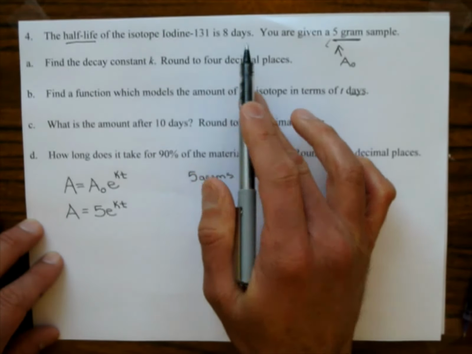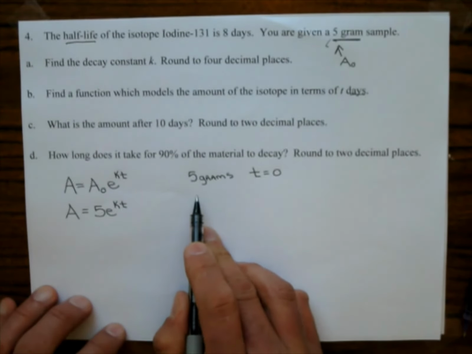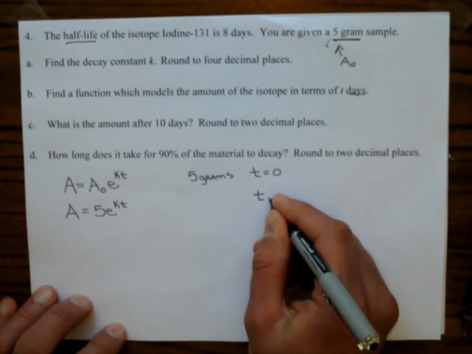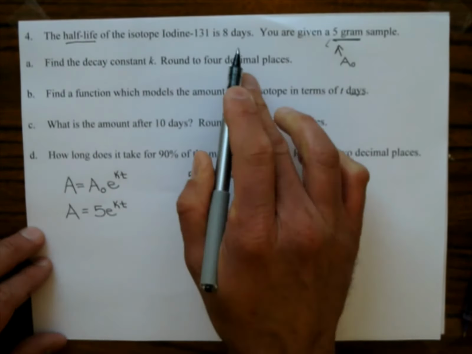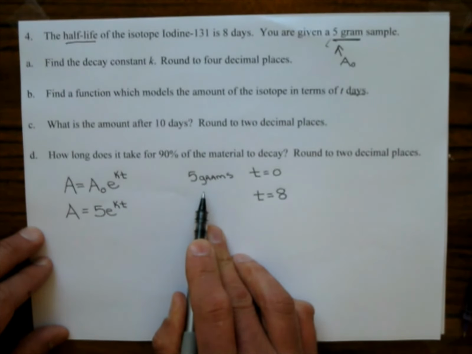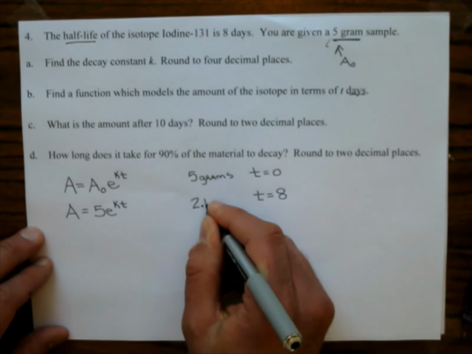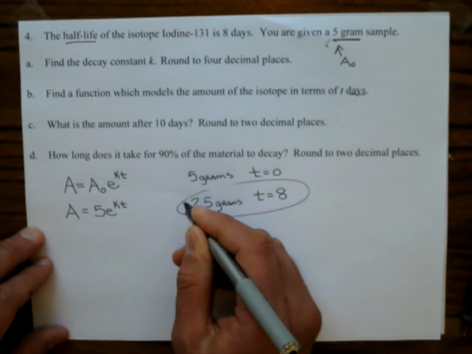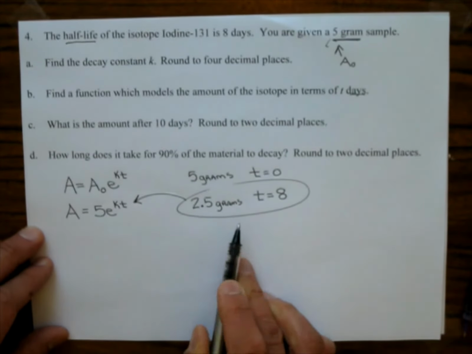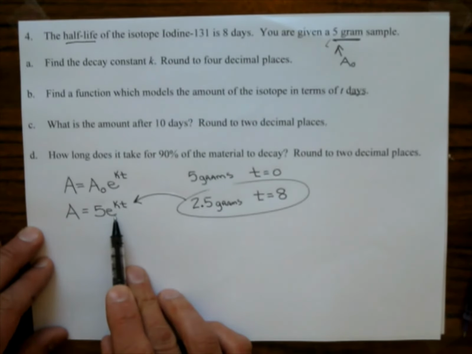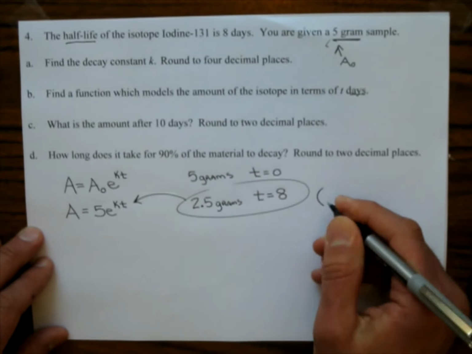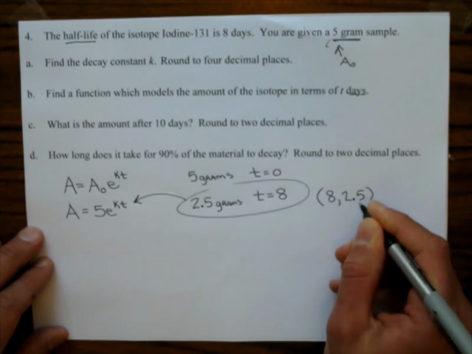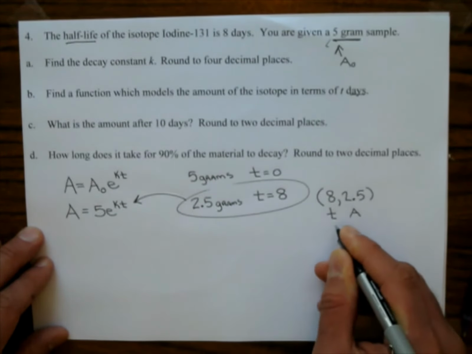So what half-life means is this thing's deteriorating, which means after several days you're going to have less than 5 grams. Well, it's just saying for half-life that at 8 days you're going to have half of what you started off with, which would be 2.5 grams. So what you want to do is stick that into this equation to figure out what K is. Now what is that? That's the data point 8, 2.5. Where you have time, amount, input, output.